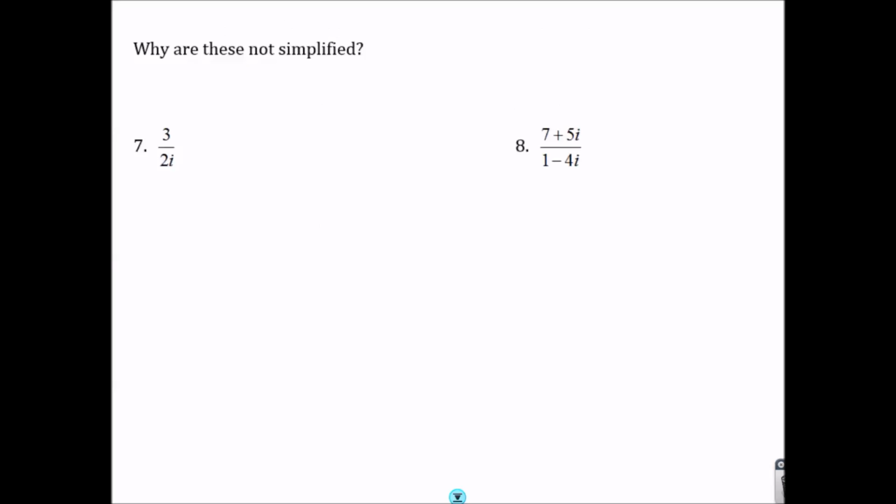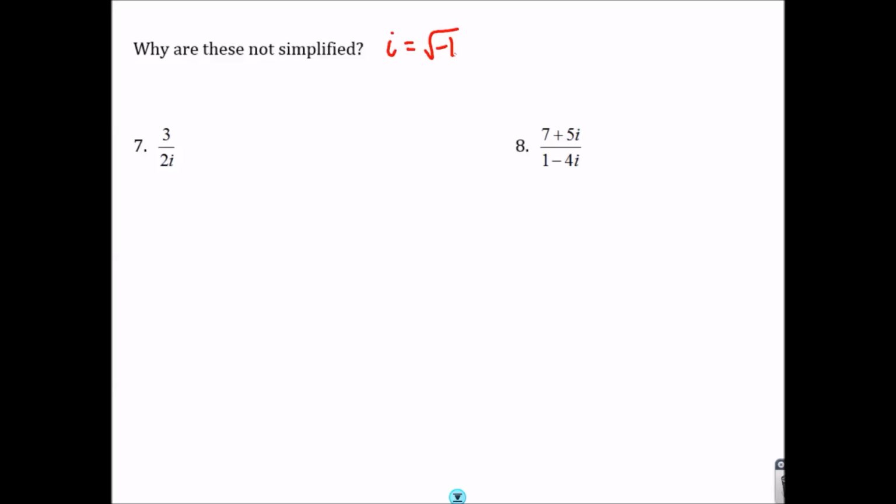Now, why are these next couple not simplified? Well, we know that i is the square root of -1, so if we have i in the denominator, then that means we have a radical in the denominator. So we are not allowed to have an i in the denominator either. So we're going to use the same process to rationalize the denominator.